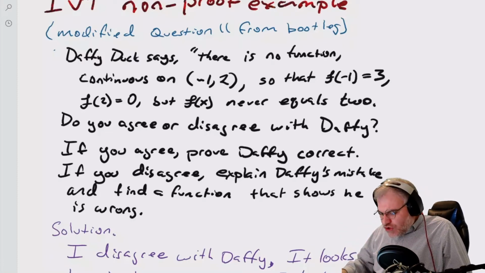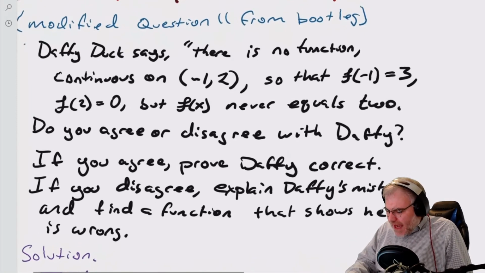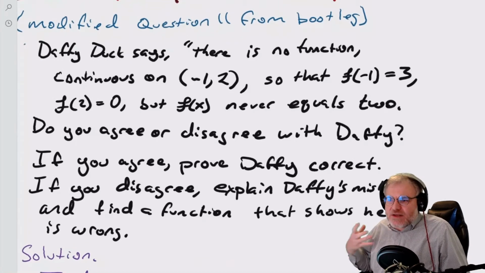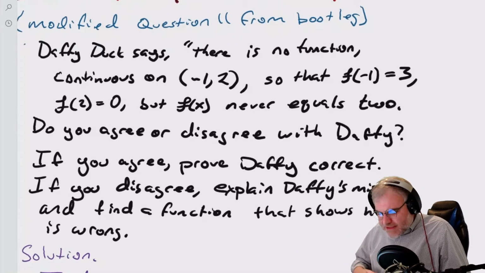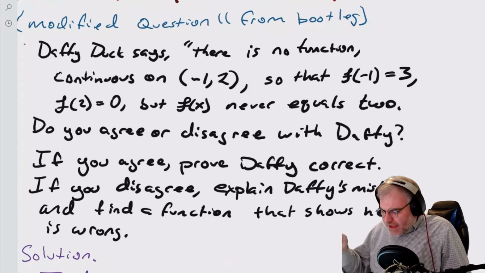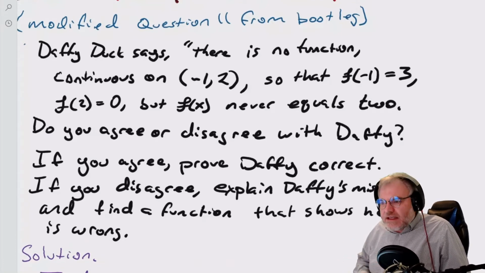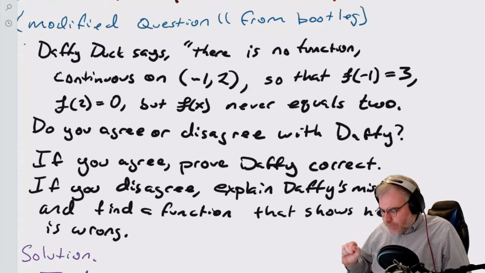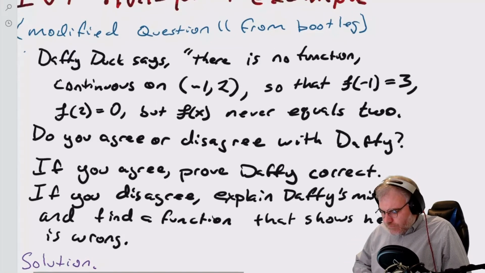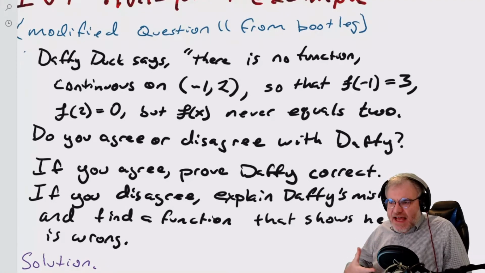Now, what's the problem with Daffy's statement? It's going to be an IVT problem. You look at this, he's saying continuity on an interval, f(x) doesn't equal something or equals something. This is an IVT-ish problem. But what is the problem with Daffy's statement here? What does the IVT say? Has to be true.